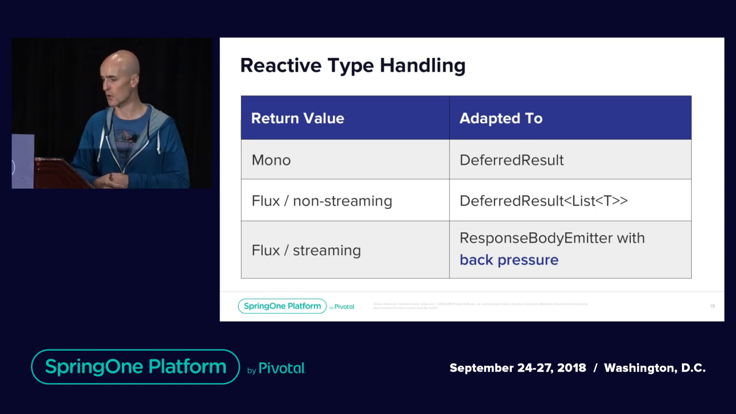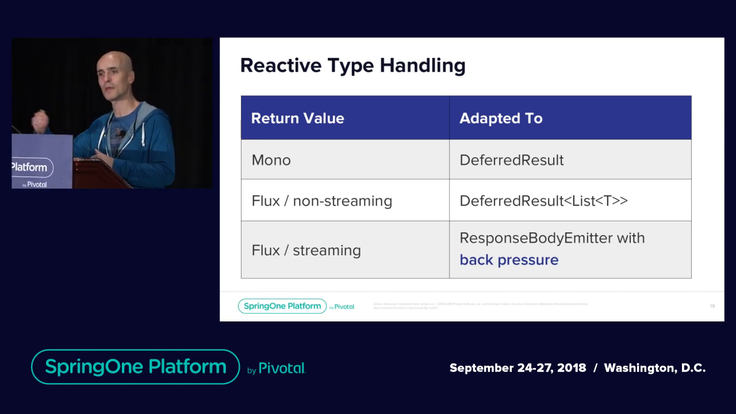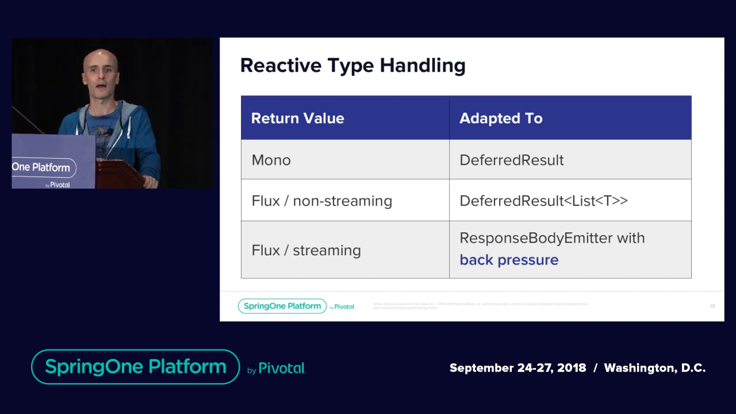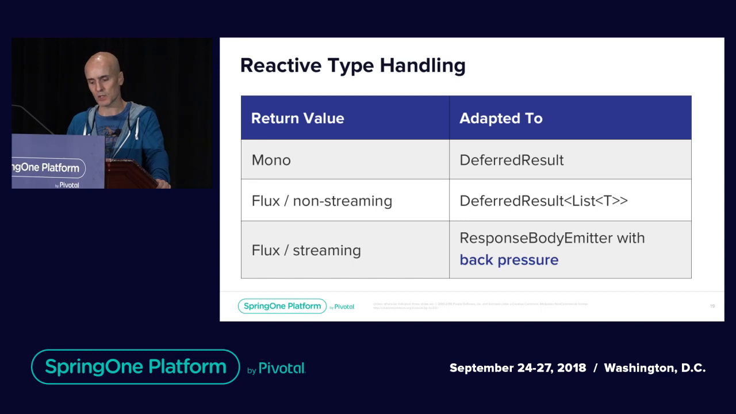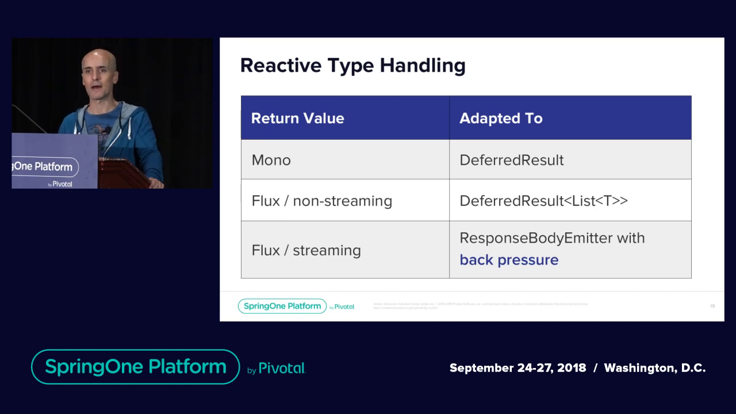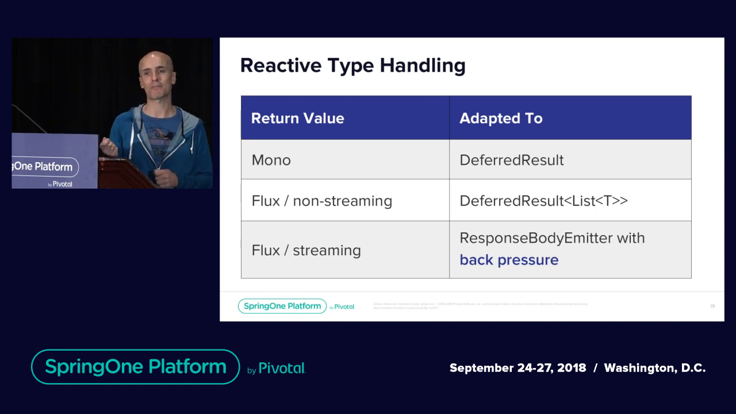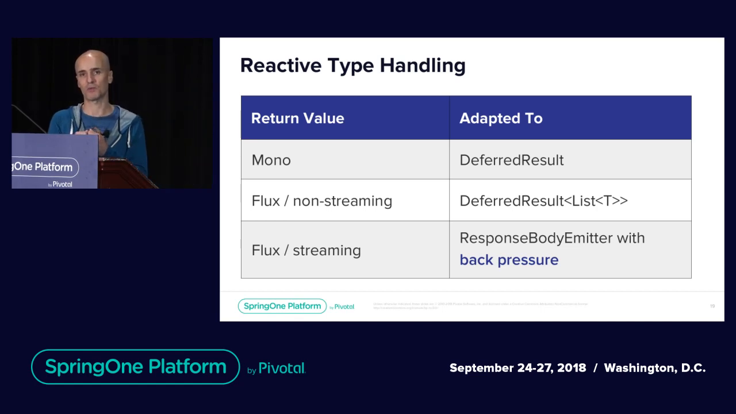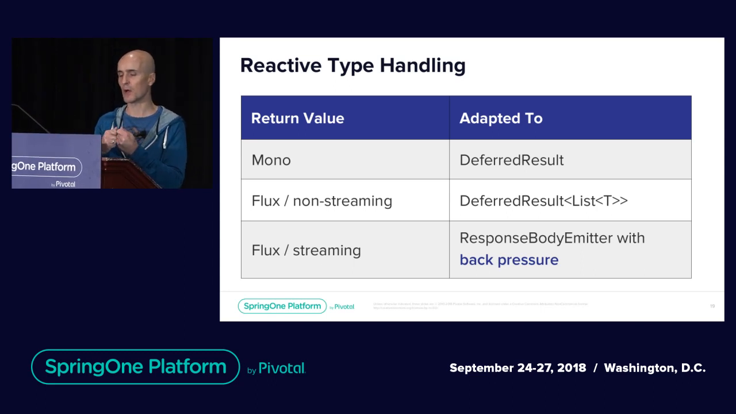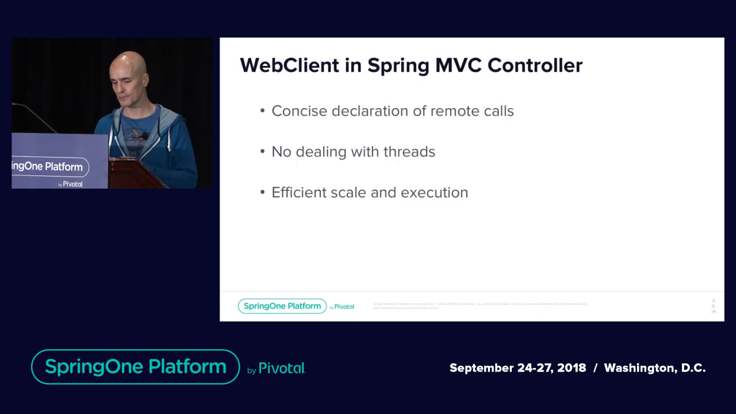Well, infinite is a strong word, but it could be; we don't know when it's going to end. It might be a while, and there may be some time between the items. So instead, we're going to write that to the response using response body emitter. And we're going to apply back pressure against that, which means that if you give us a flux, we're going to keep requesting one at a time and applying back pressure to whatever the source of that is.